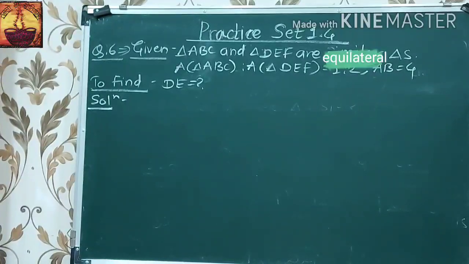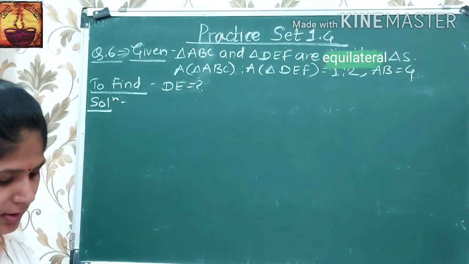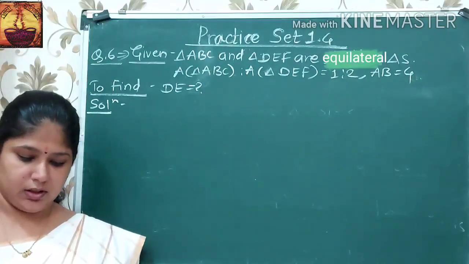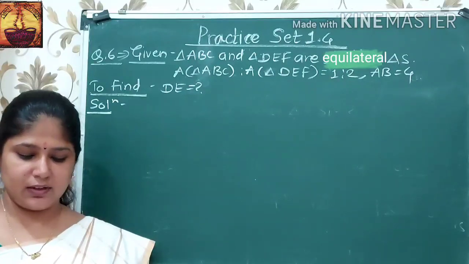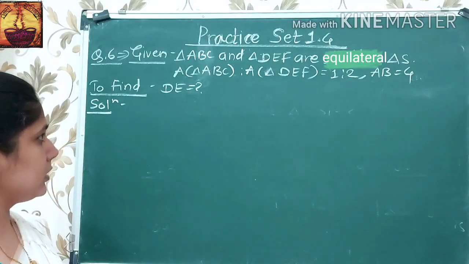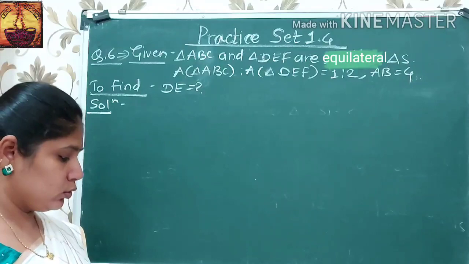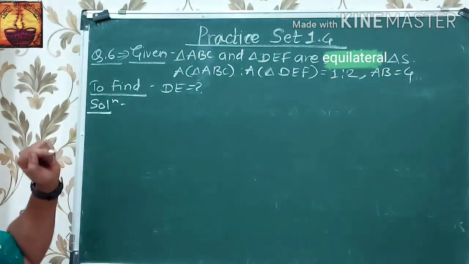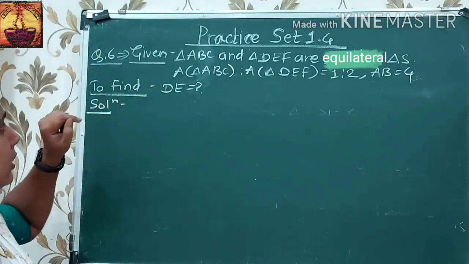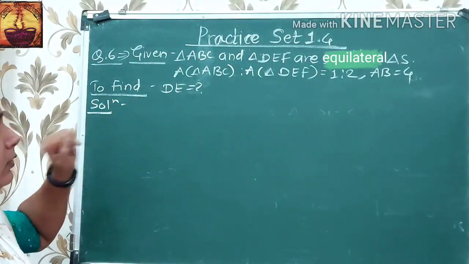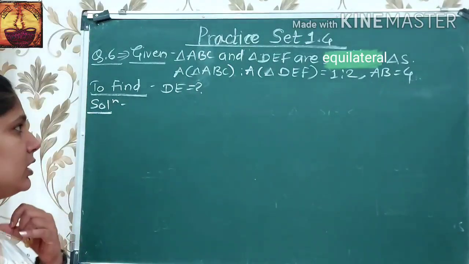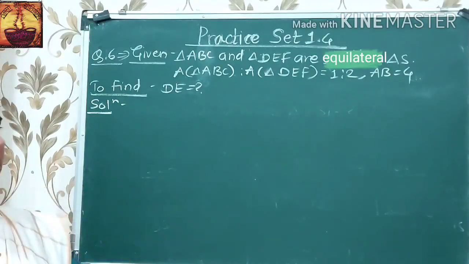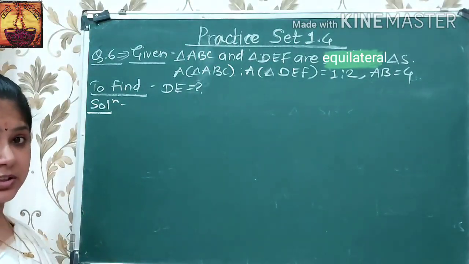Now the sixth question is, triangle ABC and triangle DEF are equilateral triangles. If the area of triangle ABC to the area of triangle DEF is 1 to 2 and AB is equal to 4, then find DE. Here we have to find DE. Given is written as triangle ABC and DEF are equilateral triangles. It means that their angles are congruent, each angle of 60 degrees.